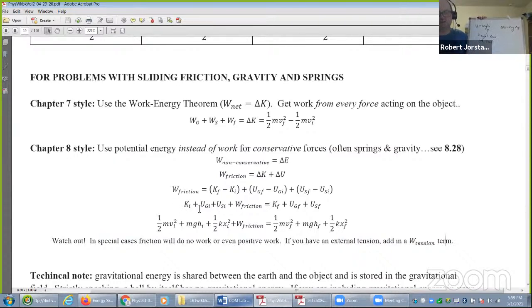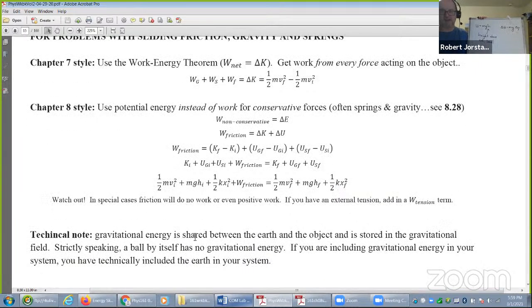So what we do is we say, you got all these different potential energies, and we say, okay, there's some initial kinetic, some initial gravitational, some initial spring, and some work done by friction, let's say, or a zombie rope. Then there's some final kinetic energy, final gravitational potential, final spring potential. Again, there's some weird cases here. Let's leave it at that. Finally, again, gravitational energy is technically shared between Earth and the object, but we oftentimes don't bother to say that. Strictly speaking, a ball by itself. That's a lot of stuff.